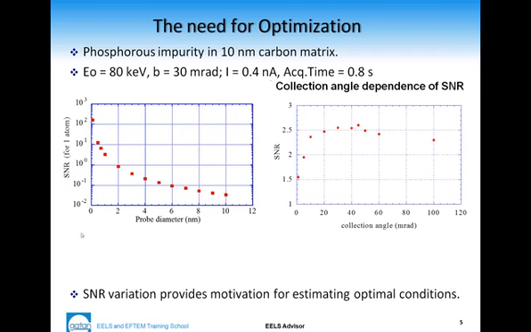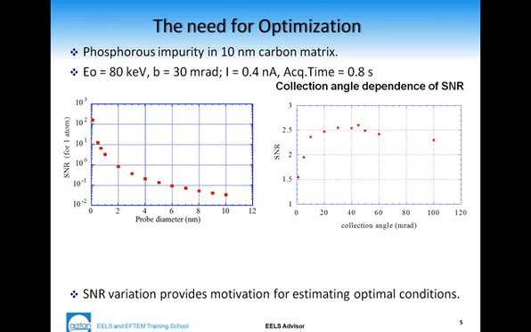On the left-hand side, you can see the signal-to-noise ratio for one atom of phosphorus as a function of the probe diameter for the system. So you can see that as the probe diameter goes less and less, the signal-to-noise really increases. As the probe diameter increases, you can see the signal-to-noise really diminishes significantly. So having a small probe will definitely improve our detectability for single atom detection.